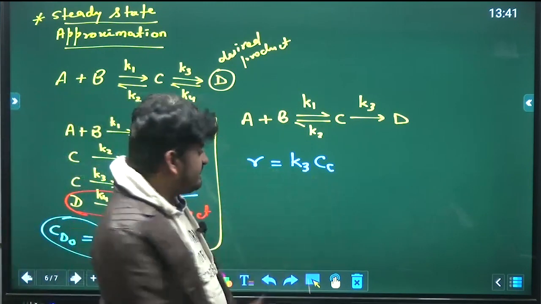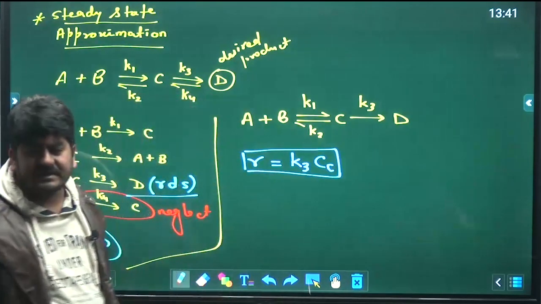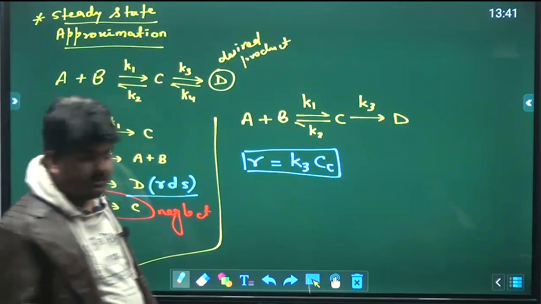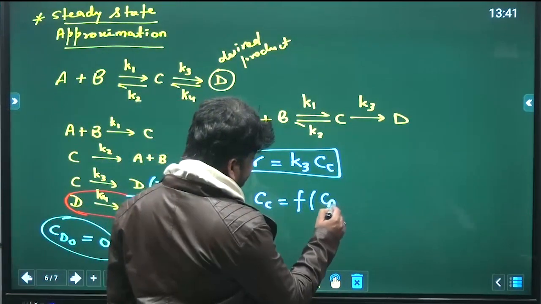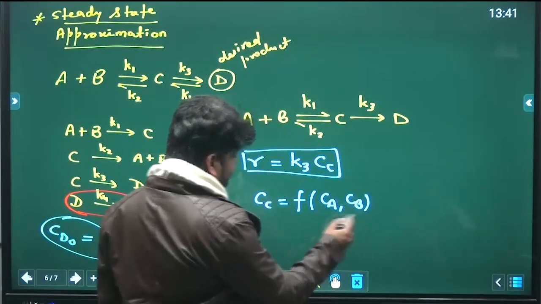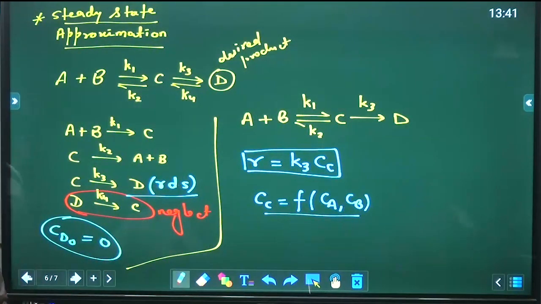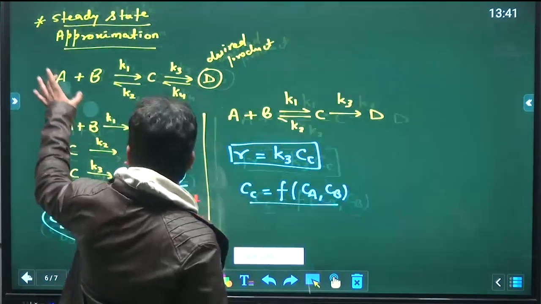Obviously we cannot use this rate equation directly to solve the things, to design the reactor or anything. We have to eliminate C_C and write it in terms of C_A or C_B or both. That is what we want. Clear? Now how can we do that? For that they have given a simple logic, that this is the steady state approximation.